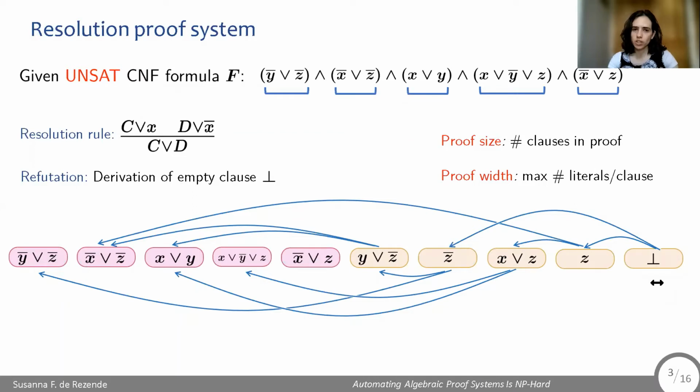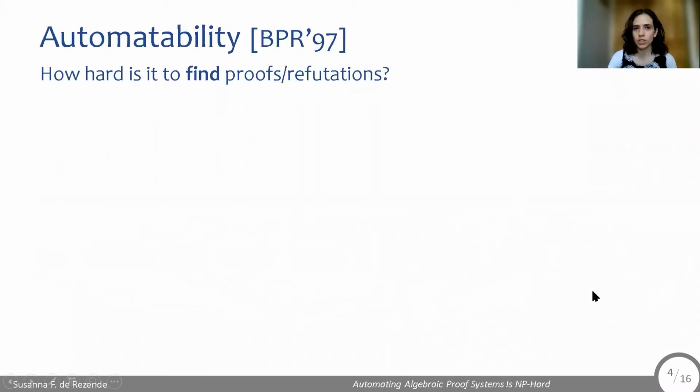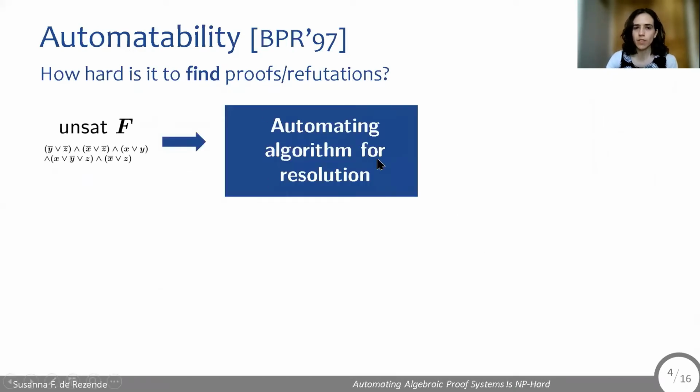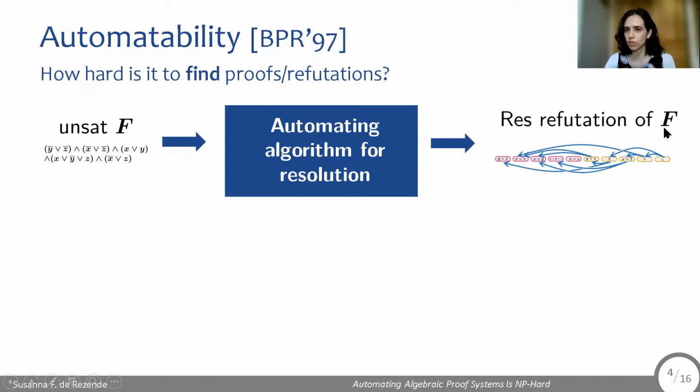Now, a very important question in proof complexity is: how hard is it to find proofs? If I give you an unsatisfiable CNF formula, is it hard to actually find some proof of this formula? In order to formalize this question, Bonet, Pitassi, and Raz defined the notion of automatability. For resolution, we would say we have an automating algorithm if, given an unsatisfiable formula, it outputs some resolution refutation of this formula. An important constraint is that we want this algorithm to be efficient. We want it to run in polynomial time.